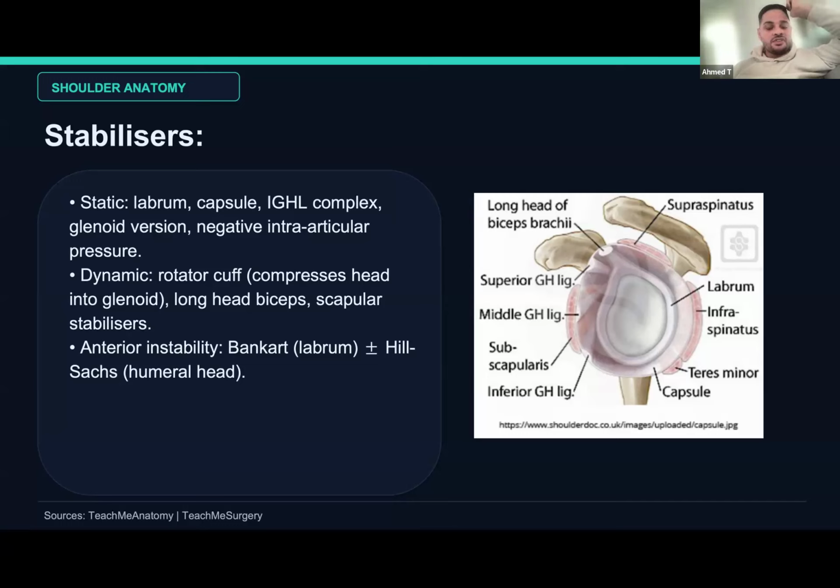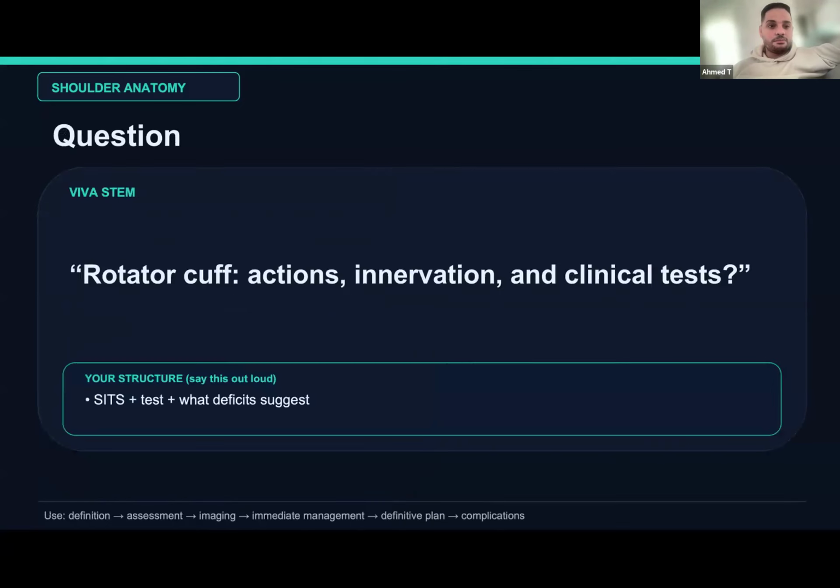Anterior stability: when they are unstable, this is usually because of the bony part, which is the Hill-Sachs lesion, and the ligamentous part, which is the Bankart lesion of the labrum.